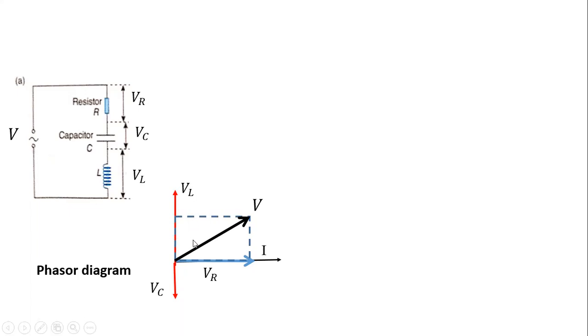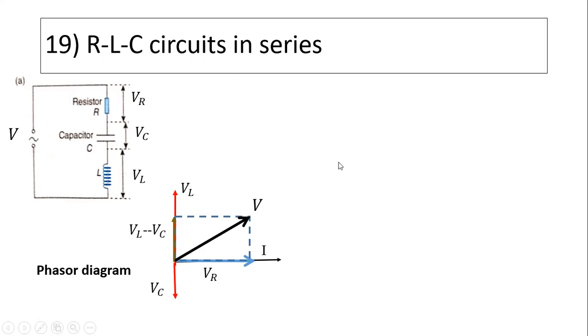If VL is greater than VC, then we can subtract, and we get our resultant VL minus VC, that's what we want. That vector and this vector can form a rectangle and find the resultant V. Remember your VL leads your current. For the capacitor, your VC lags the current. That's how we can subtract.